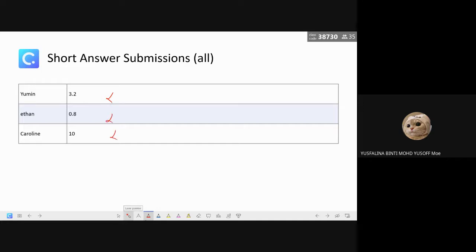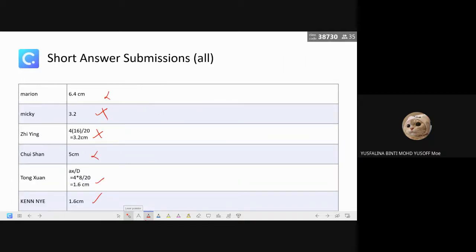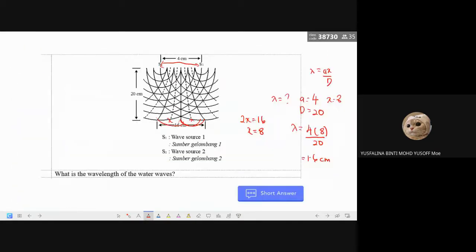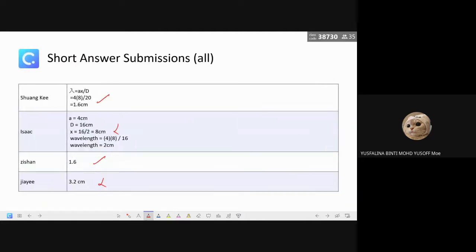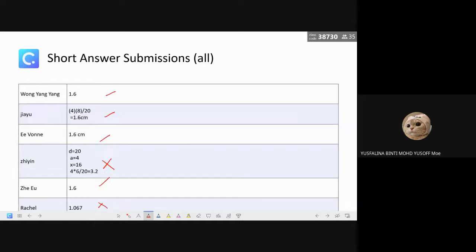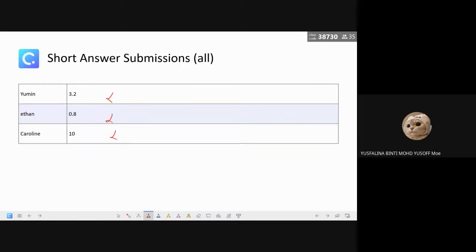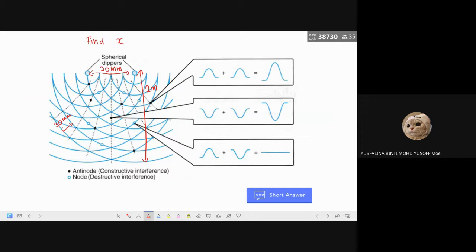Okay, for those who didn't get the answer here, who got it wrong, can you understand how I got 1.6 cm? Any questions? Can you understand how I got 1.6? Especially for those who are wrong. Okay, next, this one you have to find x. Be careful with the unit. All right, be careful with the unit, because some of the units are in mm.